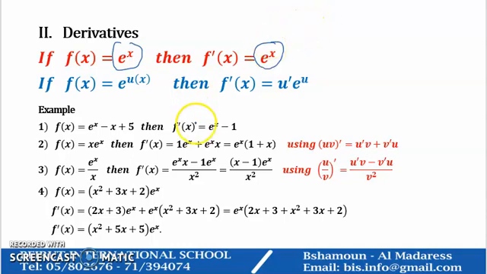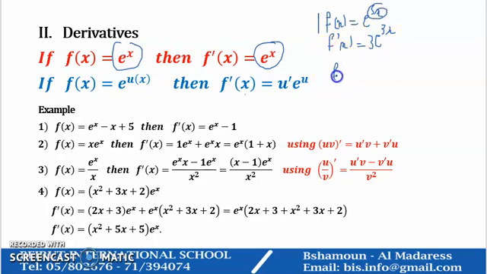Now, if f of x equal e exponent u of x, this means I have many terms or factors here other than x alone, so the derivative function will be f prime of x equal u prime e^u. As an example, if I have f of x equal e exponent 3x, then f prime of x equal 3e exponent 3x.